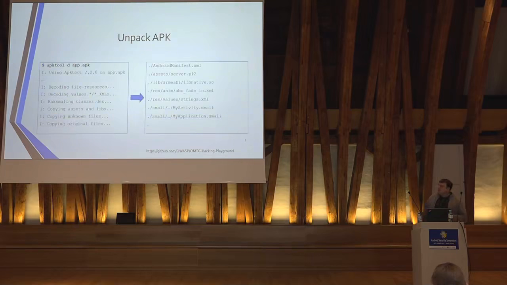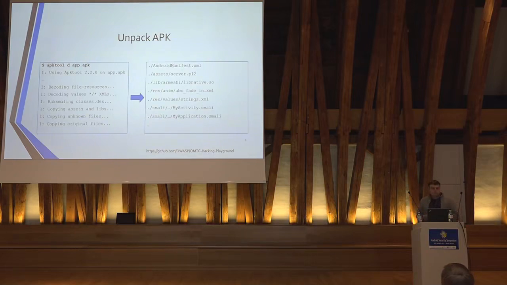So unpacking, what does it look like? You use APK tool. You have one single file, and as a result of the unpacking, you have a whole bunch of files: resources, code, native libraries, in this case a hard-coded private key, and of course, the manifest file.